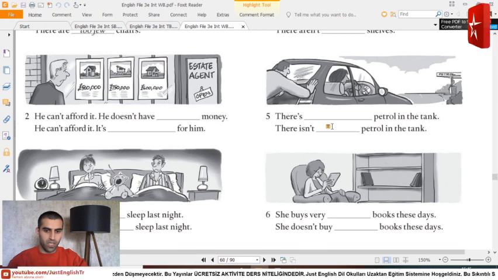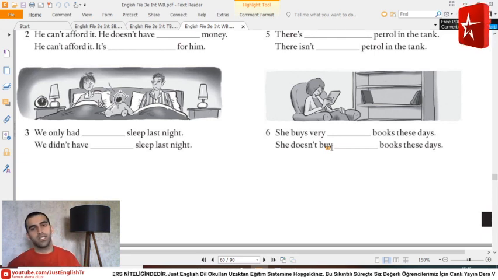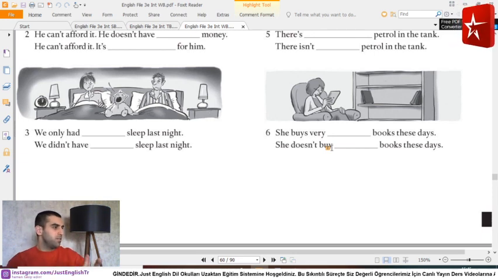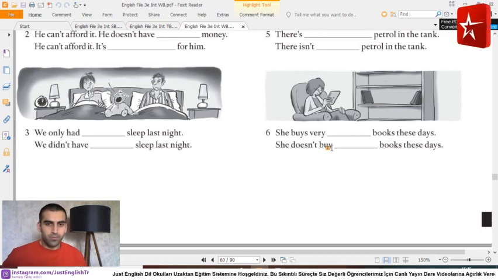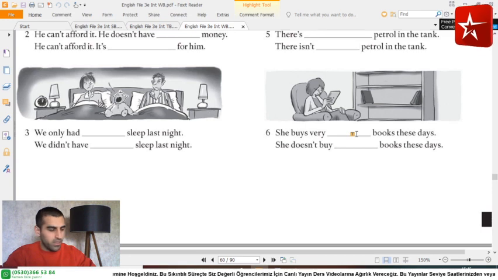Yes, great. And the last sentence, she buys very blah blah books these days. She doesn't buy blah blah blah books these days. And the last sentence to answer, which one? She buys very what? What should I write here? Very a few. Be careful. Very a few is not grammatically true.